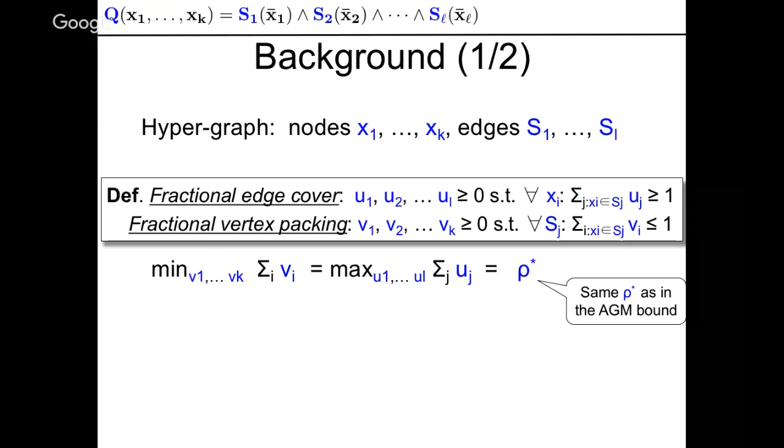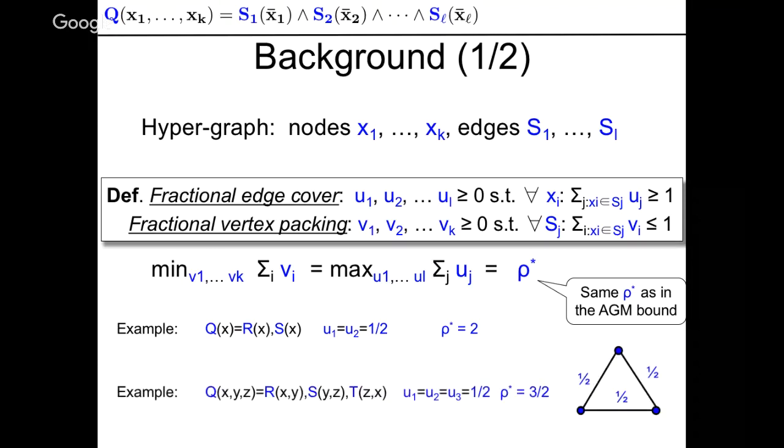If people are familiar with the AGM bound, I'm going to review it later in the tutorial. It's a very well-known bound that recently has impacted the database theory community. Okay, so this is my background. For example, I have two examples here. The second one is more interesting. For the triangle query, a fractional edge cover places 1/2 on each edge, which is better than placing 1 and 1, which would correspond to an integral edge cover.